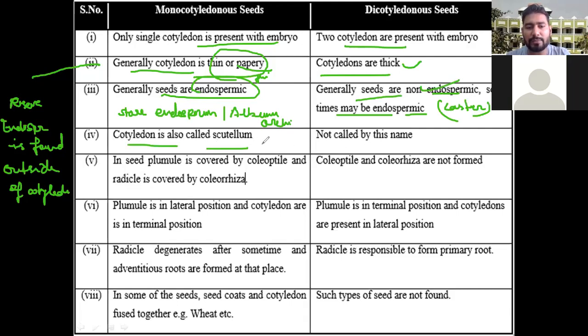The cotyledon is called scutellum, which is found in the grasses, and here it is not called by the same name. In this seed, the plumule is covered by coleoptile and the radicle by the coleorhiza. This structure is generally absent.